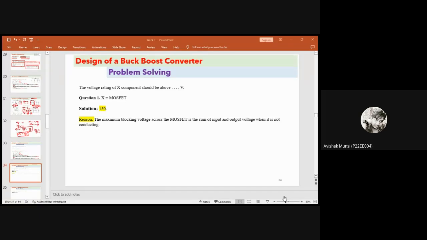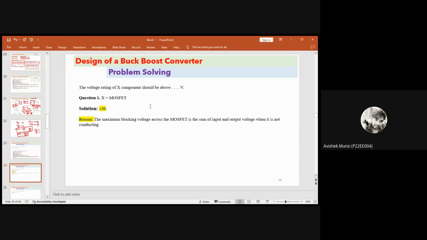More than 100. Yes, obviously more than 100. So the maximum blocking voltage across the MOSFET and the reverse voltage across the diode is also the sum of the input and the output voltage. It will not be greater than that, so the maximum value will be 150.